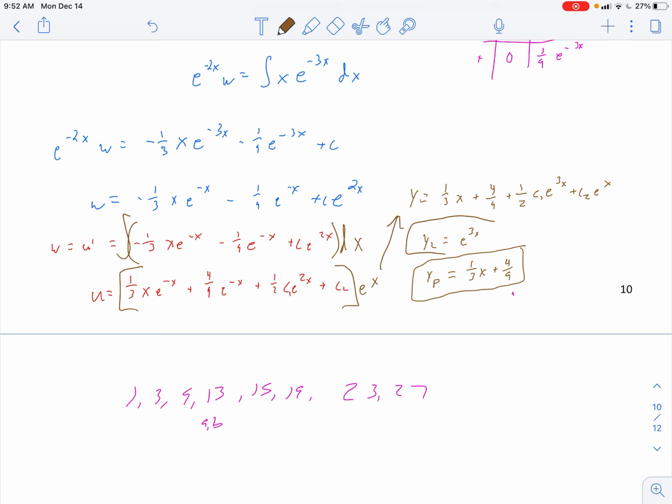And so our particular solution is y sub p, and our second solution to the homogeneous part is y sub 2 equal to e to the 3x.